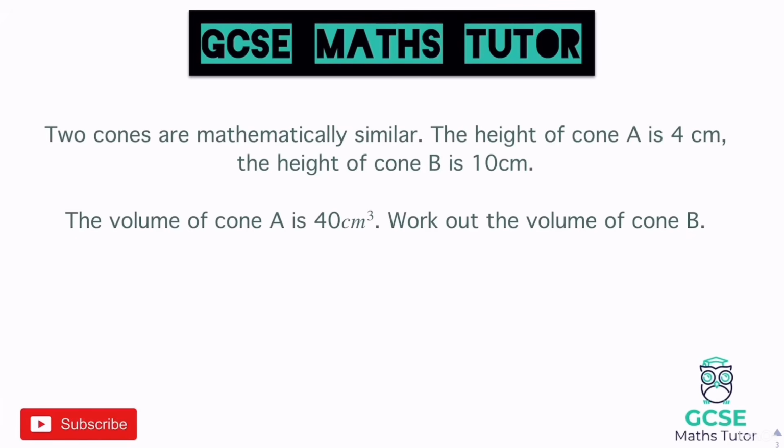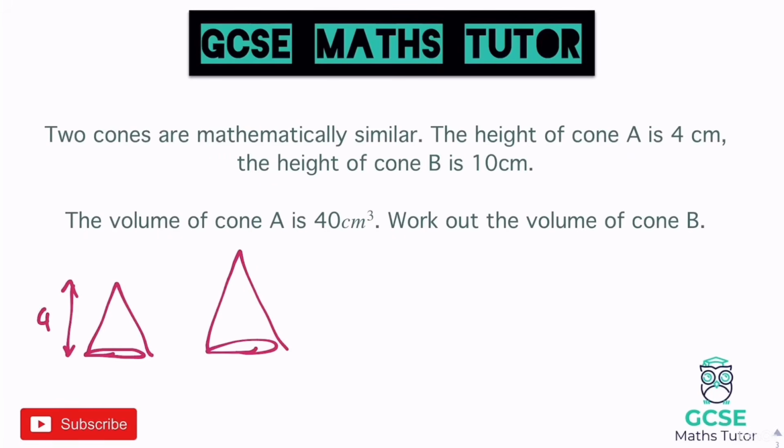Okay, so we've got some similar shapes. 2 cones are mathematically similar. The height of cone A is 4 and the height of cone B is 10. Now you can always imagine what this is going to look like. You can always draw yourself a picture if you haven't been given one. And we've got a bigger cone. So we've got a height of the smaller one being 4 and a height of the larger one being 10.